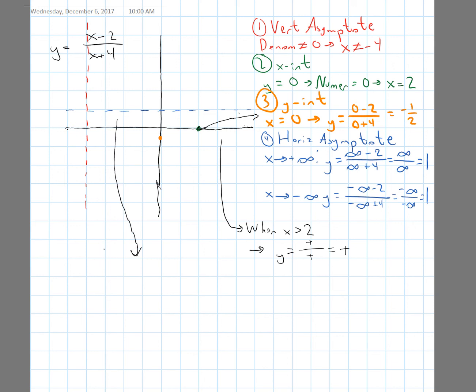So that would be when x is between -4 and 2, right? In this region, in between the red dotted line and the green dot, x-intercept. When x is between -4 and 2, my numerator is always going to be negative.